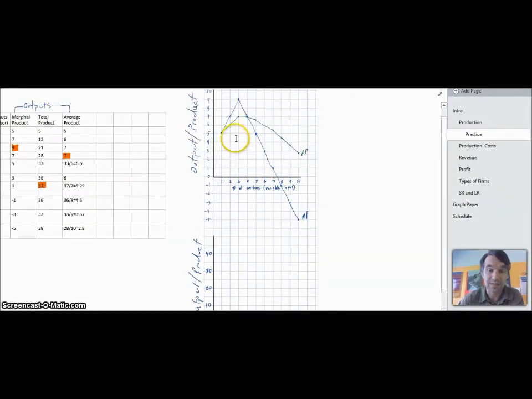Construct total product. Again, it's going to be the sum of all the marginal products. So it's going to be 5, then 5 plus 7 is 12, and then 12 plus 9 is 21, and 21 plus 7 is 28. I don't even have to go look over at the schedule to do that. I'm going to do it just to double check.